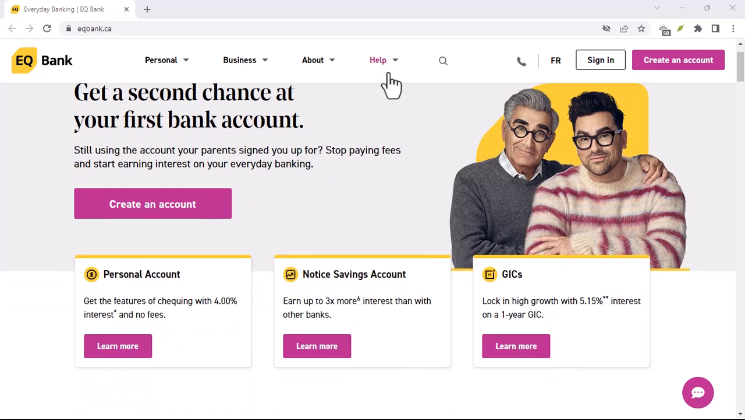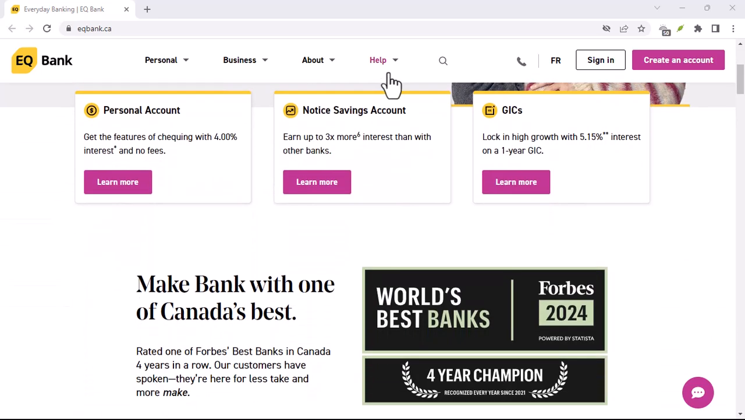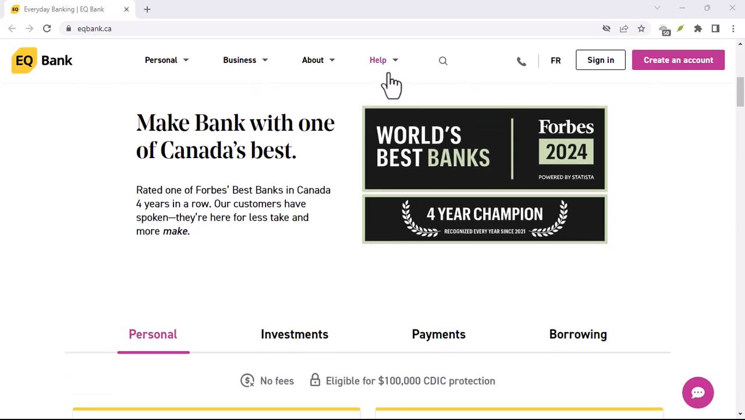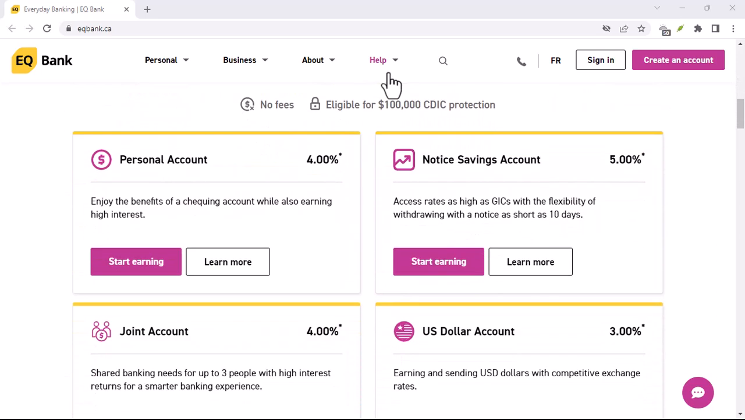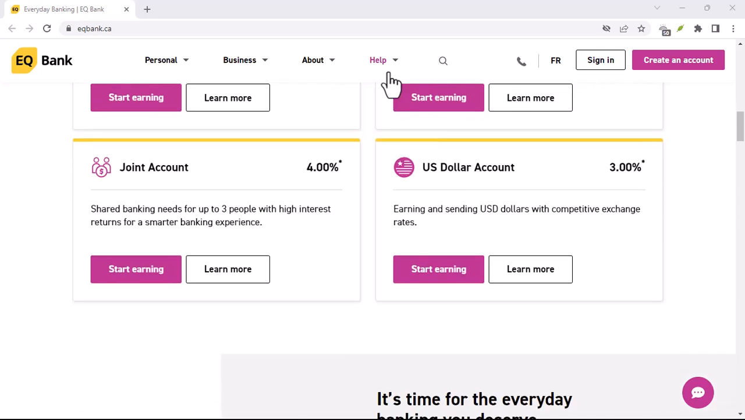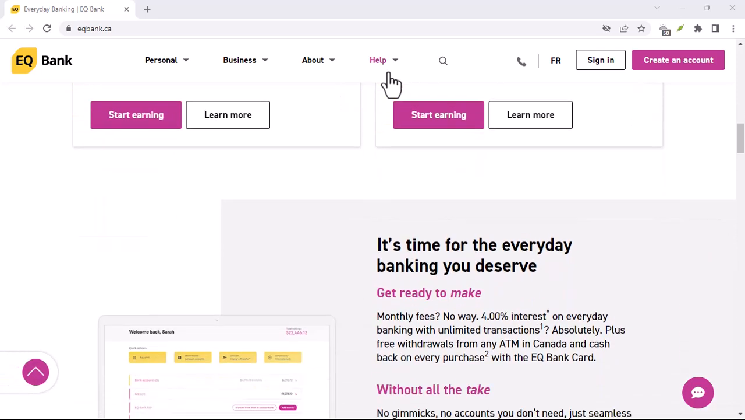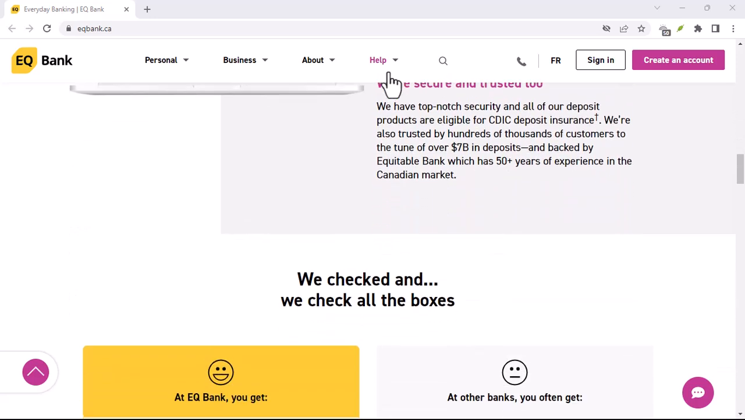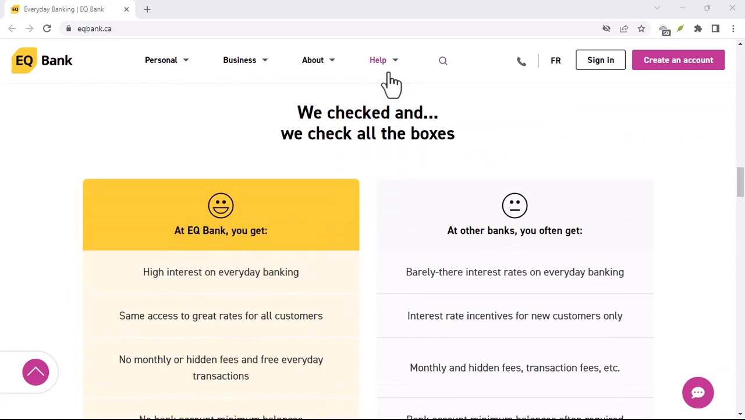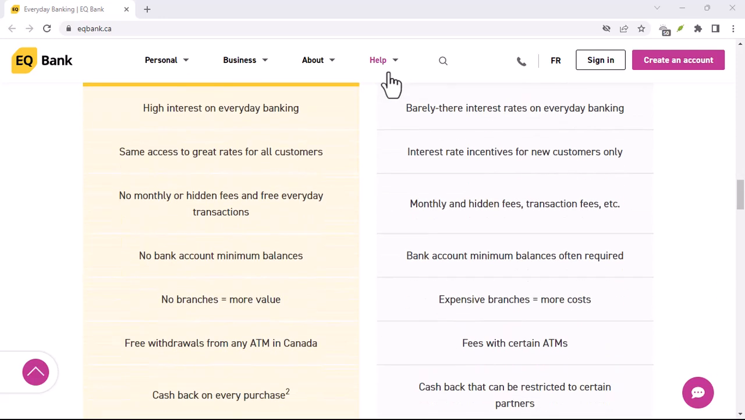Ever found yourself needing a certified check or bank draft, but you're banking online with a digital-first institution like EQ Bank? It might seem like a bit of a puzzle at first. After all, you're not walking into a physical branch. So, how do you get that official, paper-based document? That's exactly what we're tackling today.